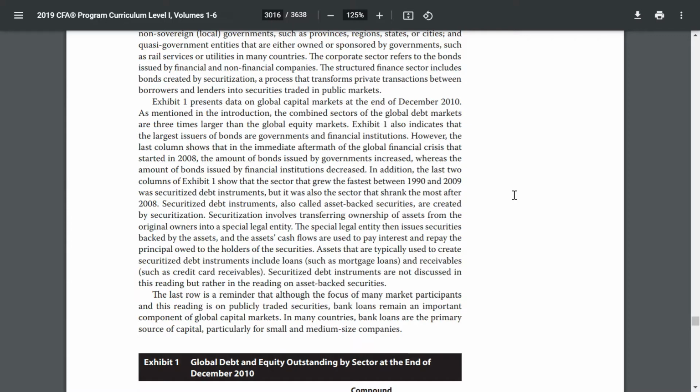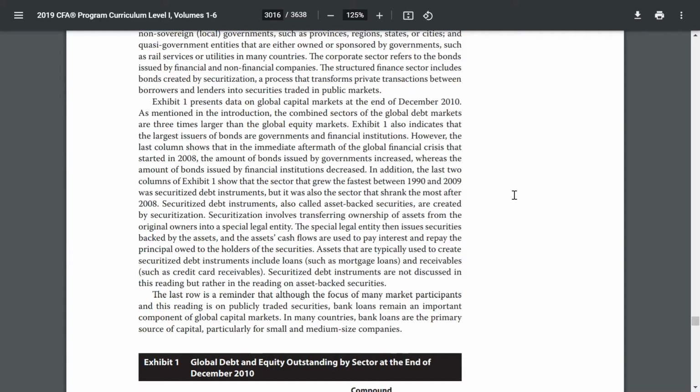However, the last column shows that in the immediate aftermath of the global financial crisis that started in 2008, the amount of bonds issued by governments increased, whereas the amount of bonds issued by financial institutions decreased. In addition, the last 2 columns in Exhibit 1 show that the sector that grew the fastest between 1990 and 2009 was securitized debt instruments, but it was also the sector that shrank the most after 2008.